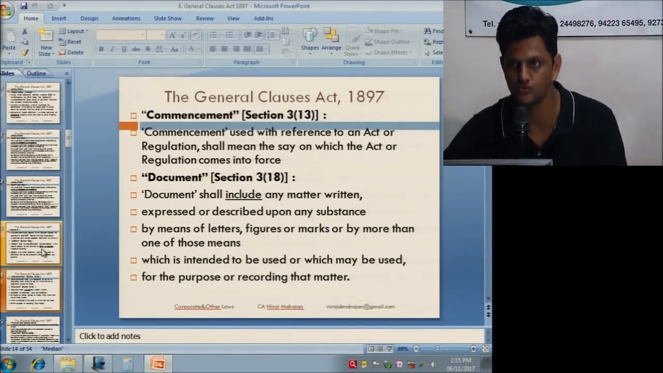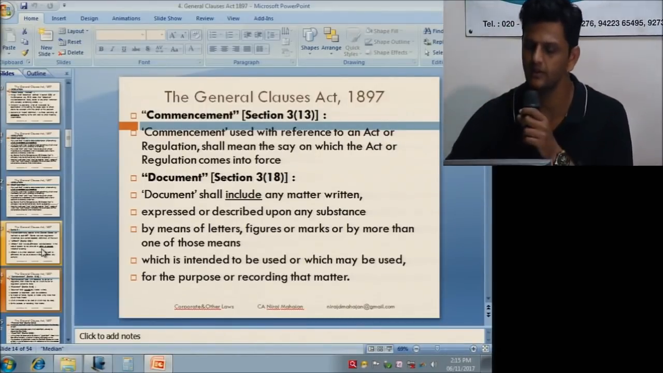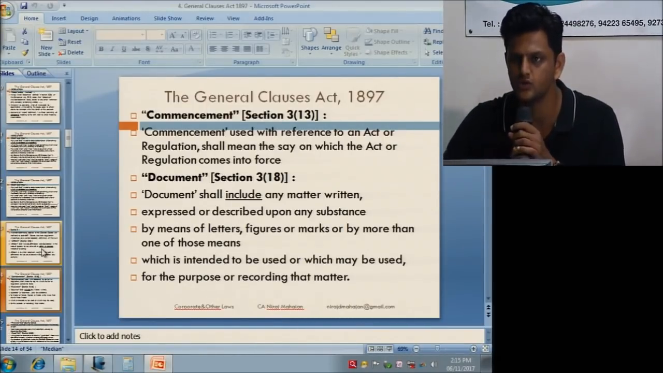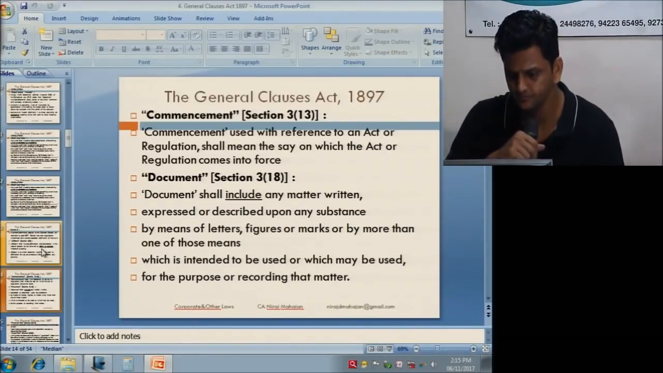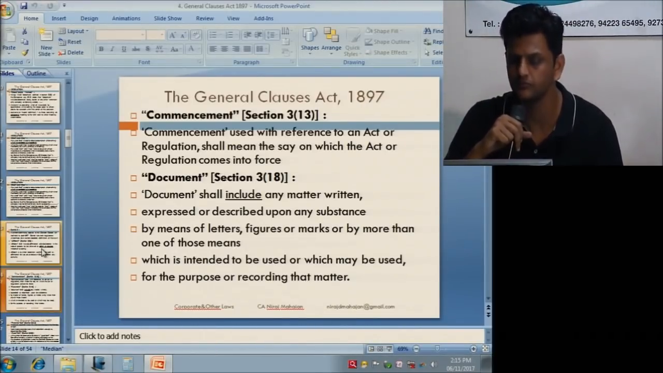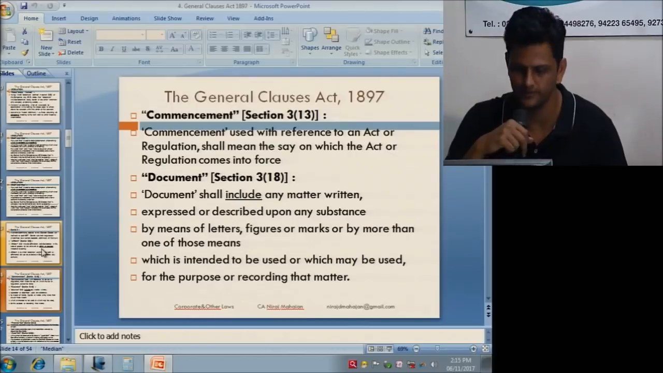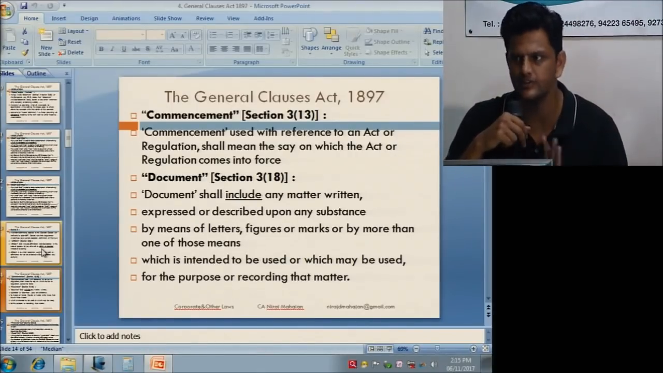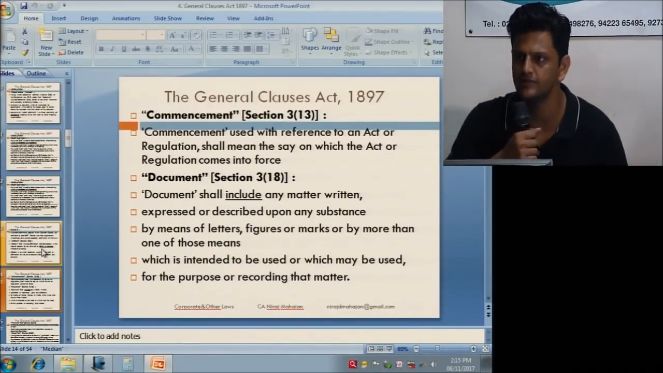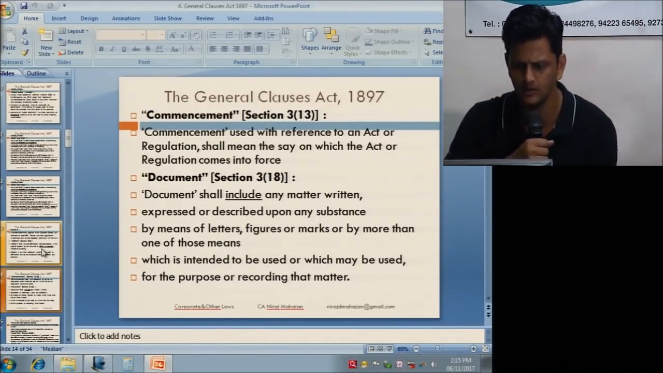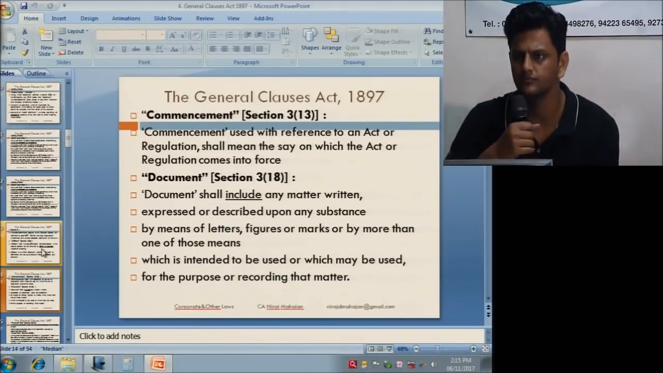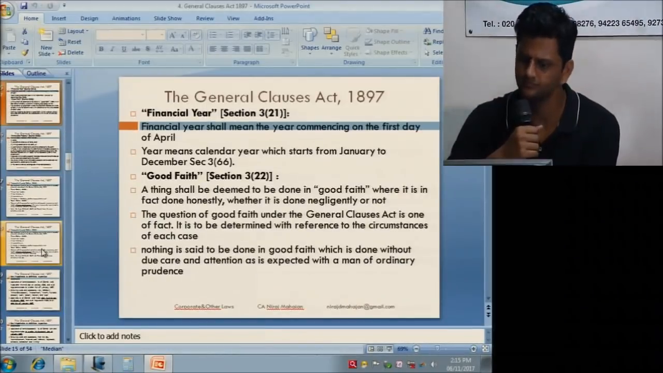Document includes, correct, an inclusive definition, section 3(18). Any matter, so it has to be a matter, written on the document, expressed or described upon any substance, any material basically, by means of letters, figures or marks, or by any combination of these. So not necessarily alphabets; it can be letters, figures or marks. Again, what is the purpose? For recording it, so that you can refer to it later on.